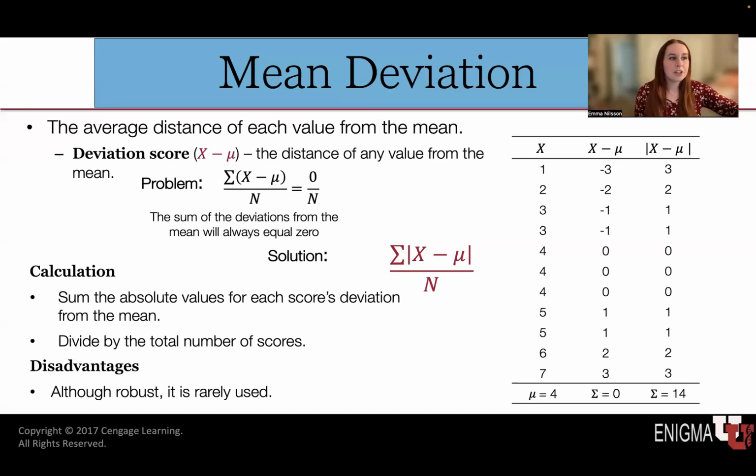Although this is a pretty good descriptive measure, it's fairly robust. It's rarely used because the mean deviation doesn't fit well into more advanced statistical procedures. But the good news is that there is a different measure that's closely related to mean deviation that does fit well with statistical procedures that are commonly used, and that is, spoiler alert, standard deviation. But in order to get there, there's one more intermediate step we need to talk about.